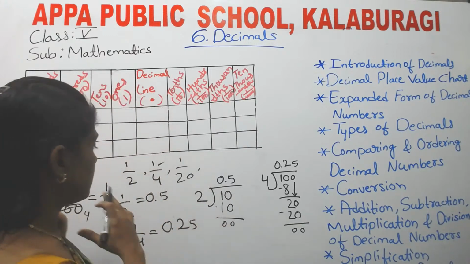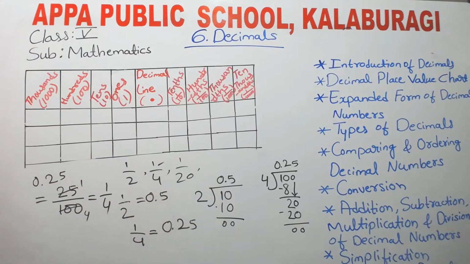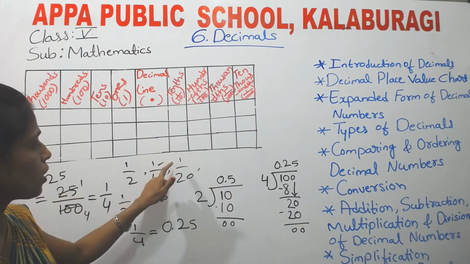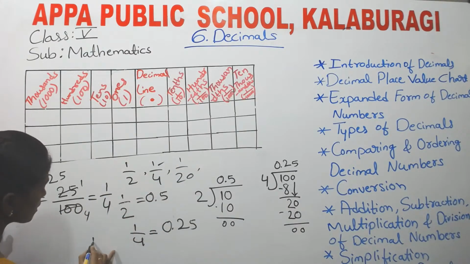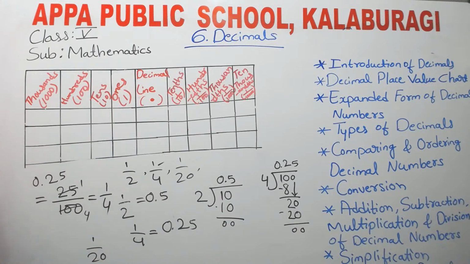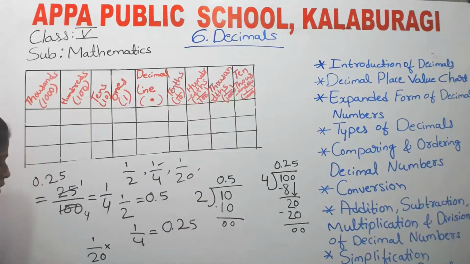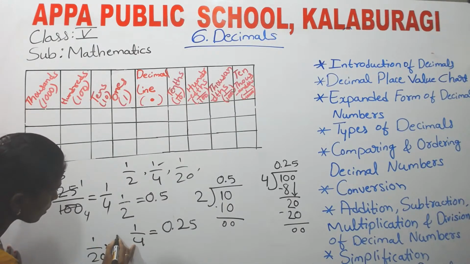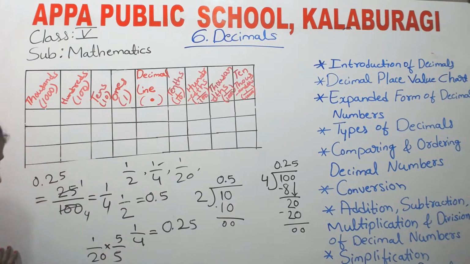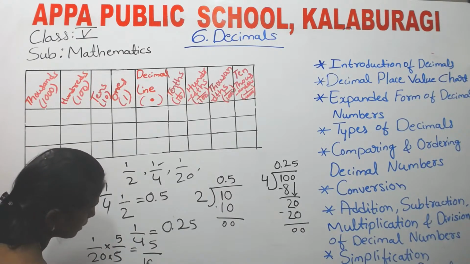Now we change decimals into fractions and fractions into decimals. Now we have to see here. Here is 1 by 20. This number I am explaining, 1 by 20. Here the denominator is not 100. Now we have to change the denominator to 100. How? You have to multiply by 5. Multiply by 5, that is 5 by here also multiply, 20 times 5 is 100.